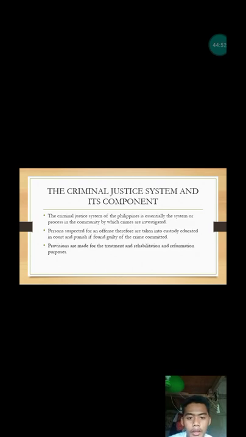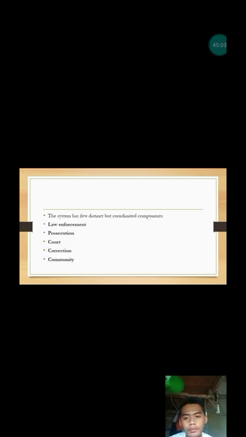Provisions are made for treatment and rehabilitation and probation purposes. So the criminal justice system also has facilities for rehabilitation and treatment for probation purposes. The system has five distinct but coordinated components: law enforcement, prosecution, court, correction, and community. These are also called the five pillars of the criminal justice system.